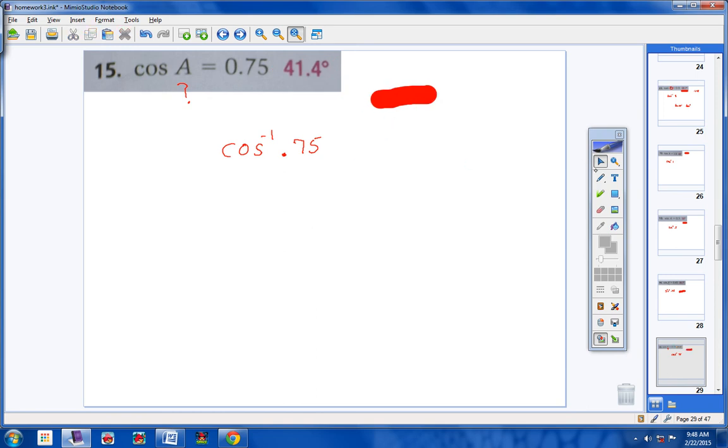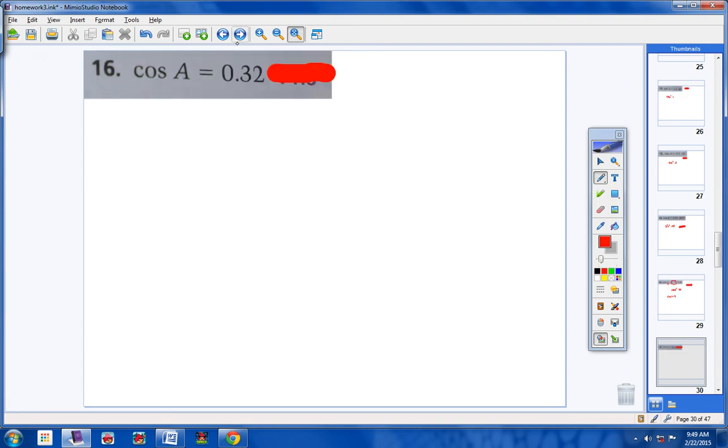And by the way, if you want to check your answer, right here where A is, put 41.4. Now with your calculator, go ahead and type in cosine. Now listen, not inverse cosine, because you have an angle right here. Cosine of 41.4, hit enter, and you're going to get 0.75, which is what you're supposed to get because that's what you have right here. Alright, moving on to number 16.